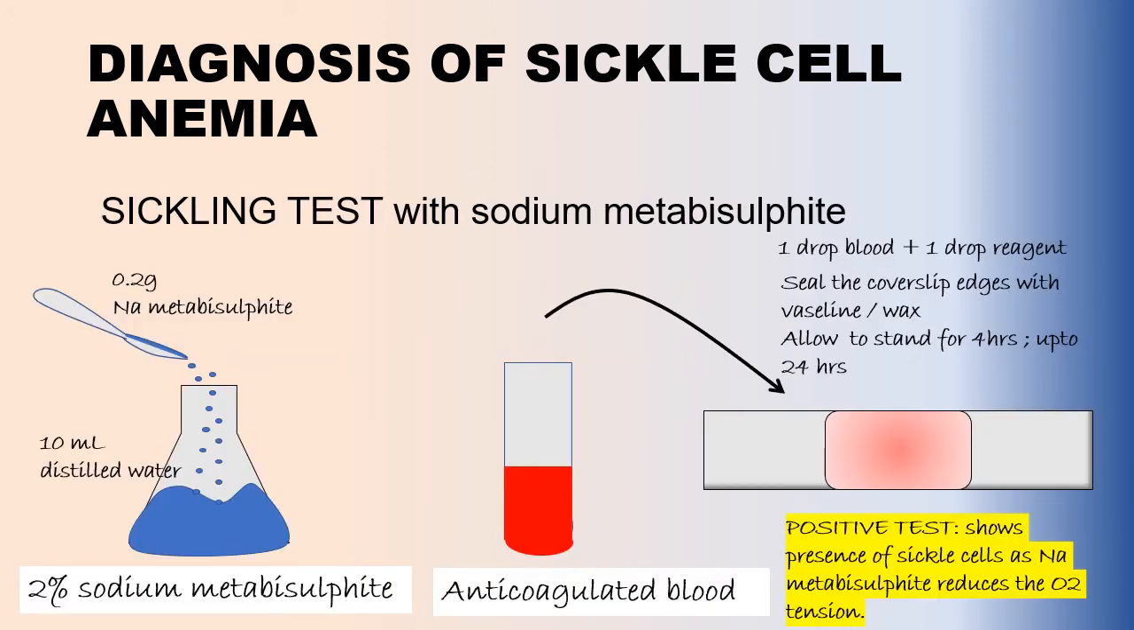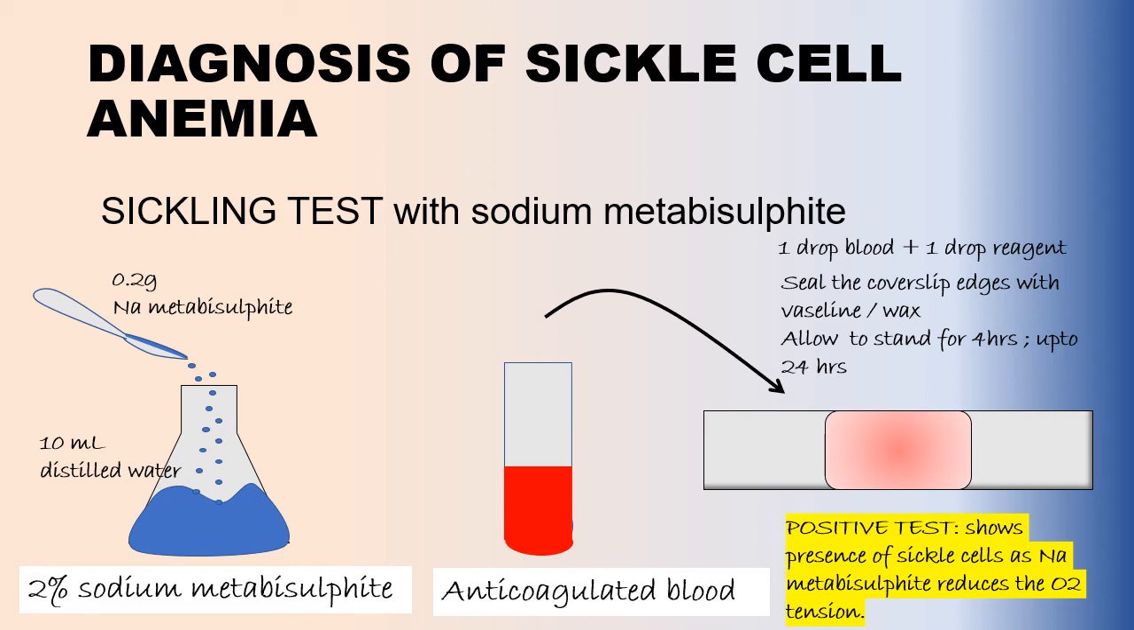Sickling test with sodium metabisulfite is the next test that aids in diagnosis. Here, we prepare a 2% sodium metabisulfite reagent by diluting 0.2 grams of sodium metabisulfite with 10 ml of distilled water. Once the sodium metabisulfite is well dissolved in the distilled water, you take 1 drop of the blood and 1 drop of the reagent, place it on a glass slide, cover it with a cover slip and seal the edges of the cover slip using Vaseline or wax.